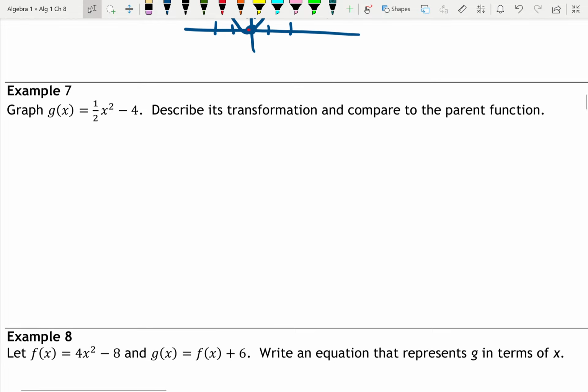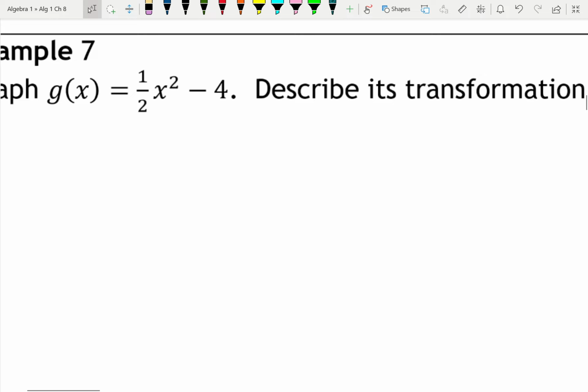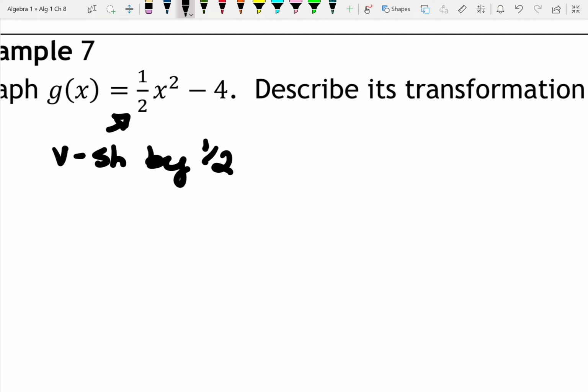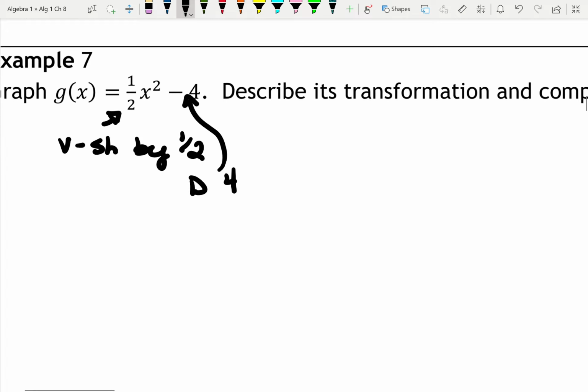Number 7, it says to describe the transformation and compare with the parent. Now, I know I said that's as hard as it gets on the last one. This one has just a little bit of extra, not necessarily harder. The 1/2 is a vertical shrink by a half, which we already did in the previous lesson. So it's not harder, it just combines some things together. And then the -4 is going to tell us to go down 4. So those are the transformations that we have occurring here.